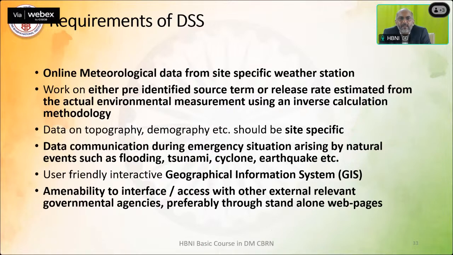And a user-friendly interactive GIS system, geographical information system, which is again a critical parameter, and amenability to interface access with other external relevant government agencies, preferably through standalone web pages. Whatever system you are using, it should have the characteristics to get interfaced or access other relevant data or portals where your data or your predictions or your outcome can be shared as necessary for other responding agencies, not just the one who is running the DSS or making the decisions. It is most likely that the outcomes of the DSS will be used by various other agencies to execute their own support roles during an ongoing emergency. So these are some of the important requirements that a DSS needs.